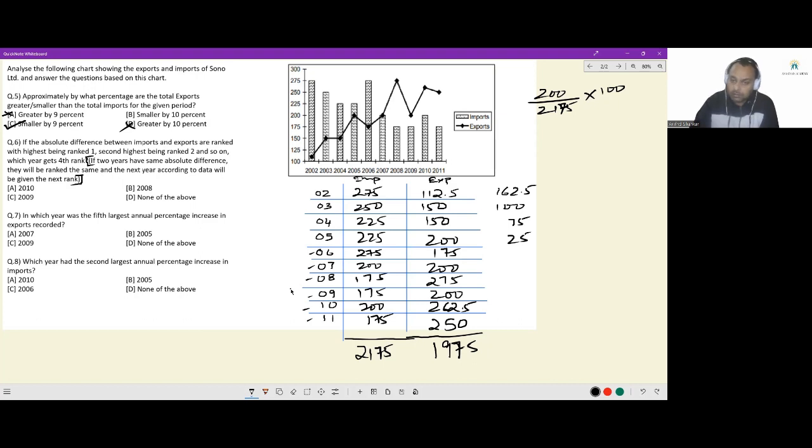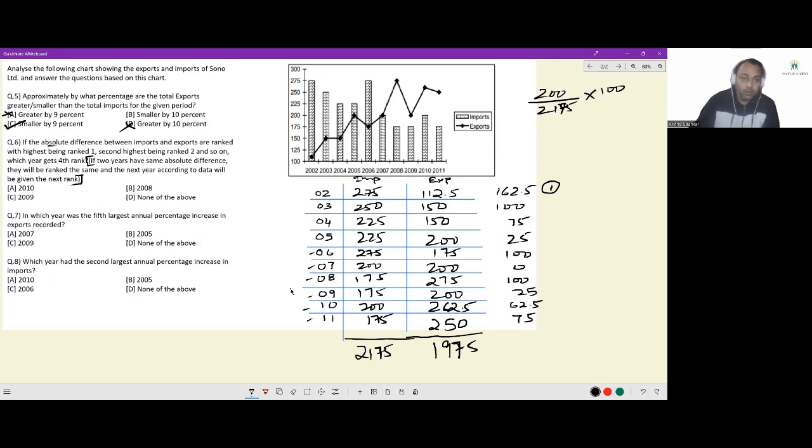Then I have 275 minus 100 again. Then 0. Then 100 again. Remember, they're saying absolute difference. So even if the first number is smaller, second number is larger, we write the absolute difference. Then 25, then 62.5, and finally 75. Now I have to rank it with the highest being ranked 1. The highest among them is clearly this. The second highest is not clear. You have 100s. There are 100s.